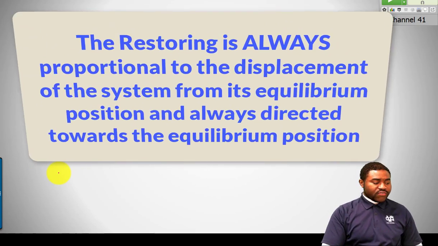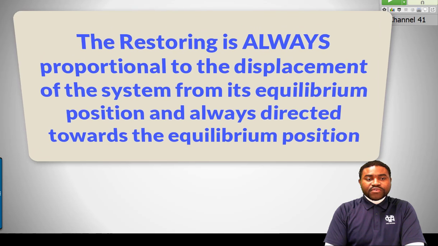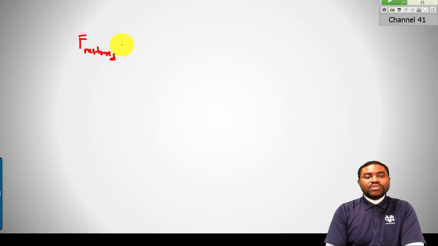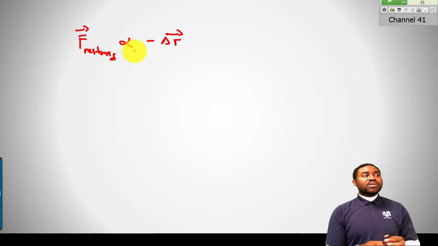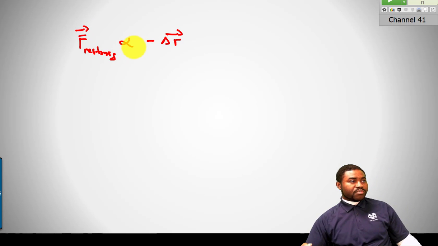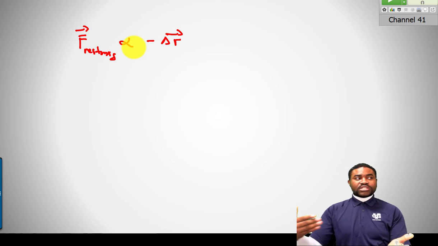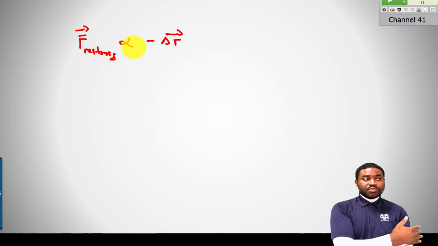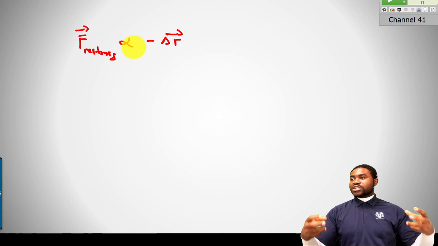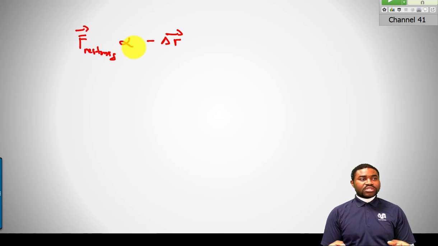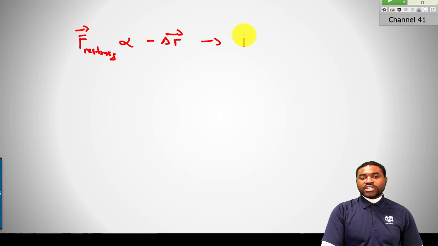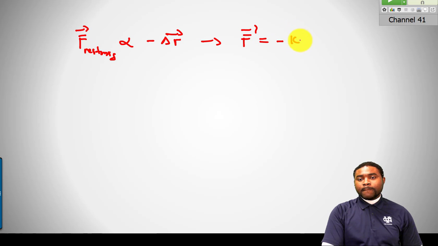What basically I'm saying is that the restoring force, F restoring, is proportional to negative delta R. Why is it negative? It's negative because the displacement is away from equilibrium position. The restoring force is always directed towards the equilibrium position, which means that the two vectors are always oppositely directed. Do you understand that? Hence, we can see that the restoring force is equal to negative kx.